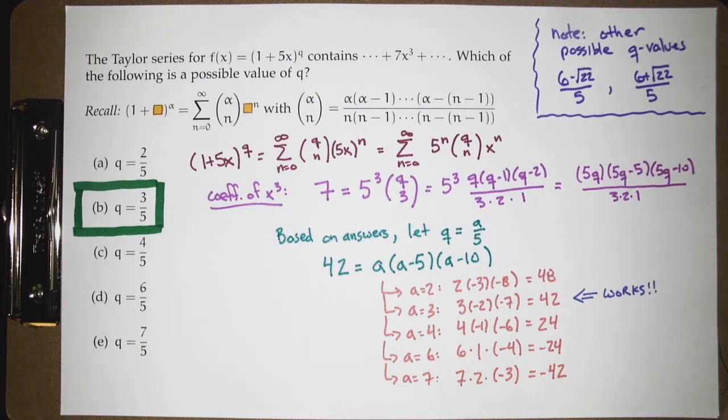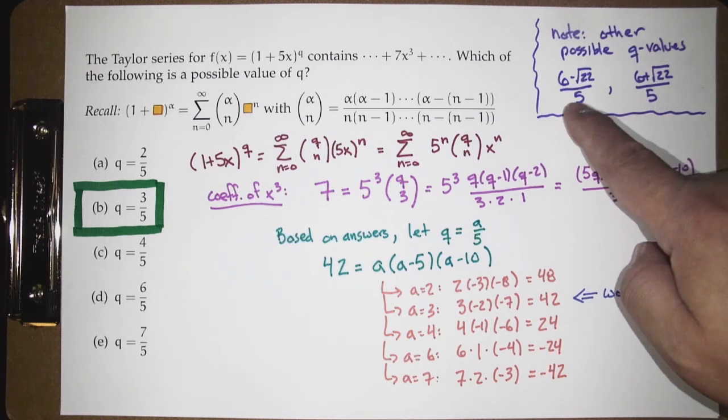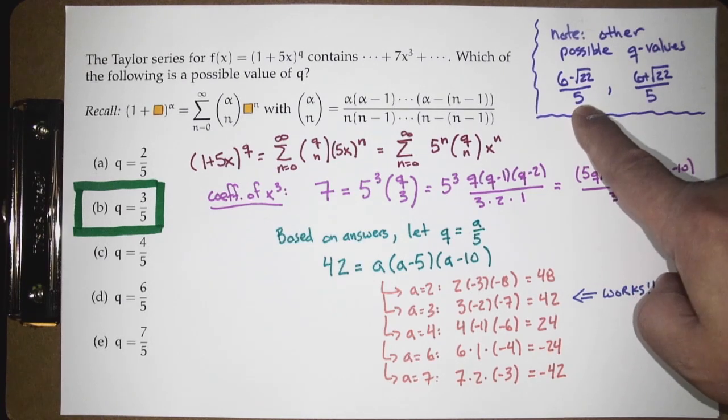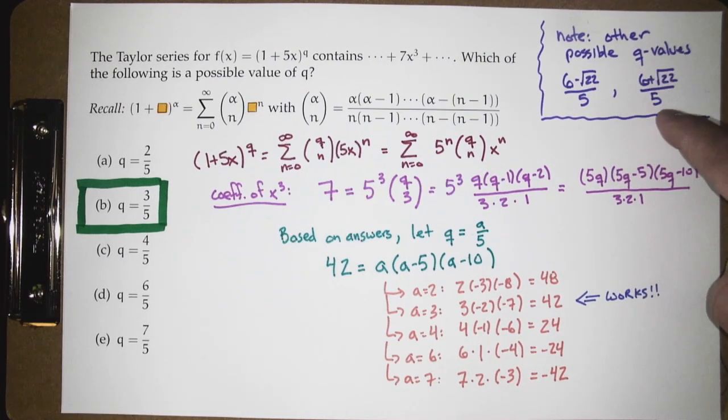I said I'd tell you what the other values are, and here they are. If you said 6 plus square root of 22 over 5, or 6 minus square root of 22 over 5, wow, you're ready. You're going to do great on that final. All right, any questions about this?